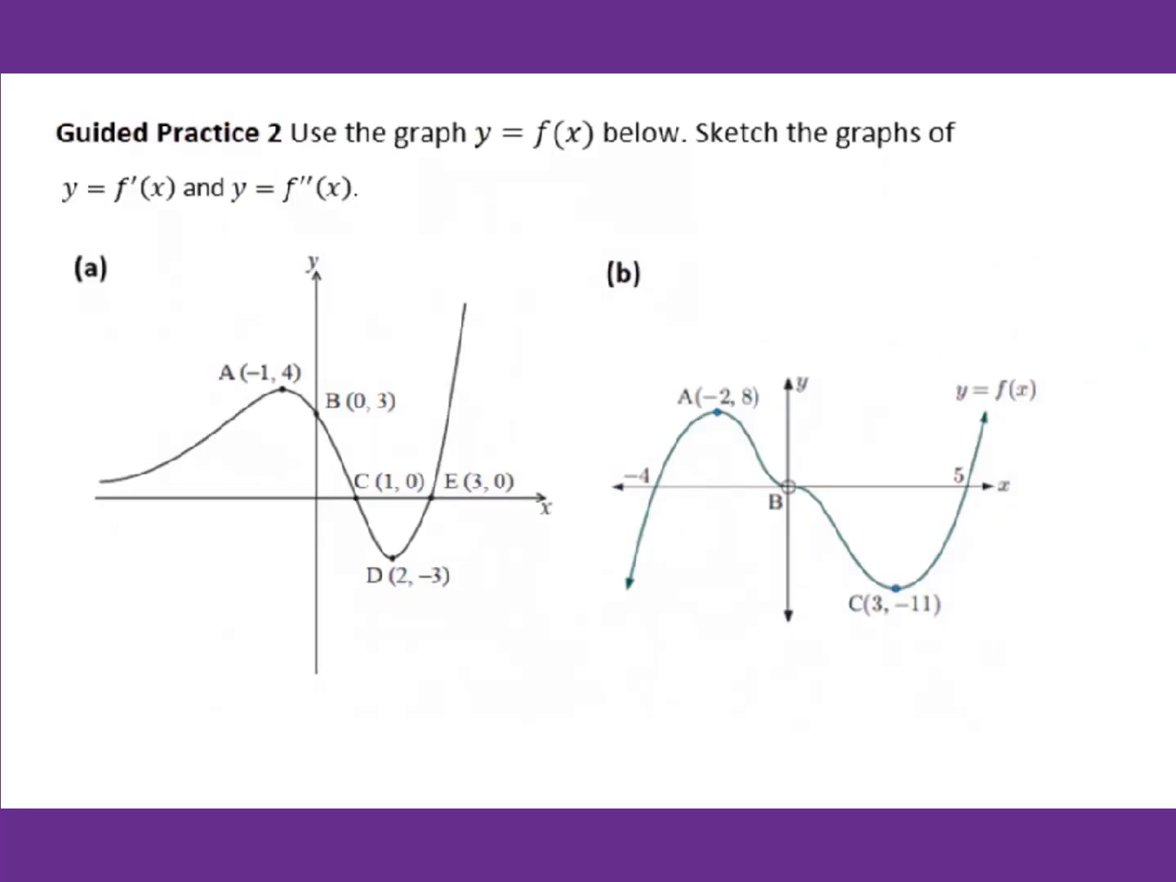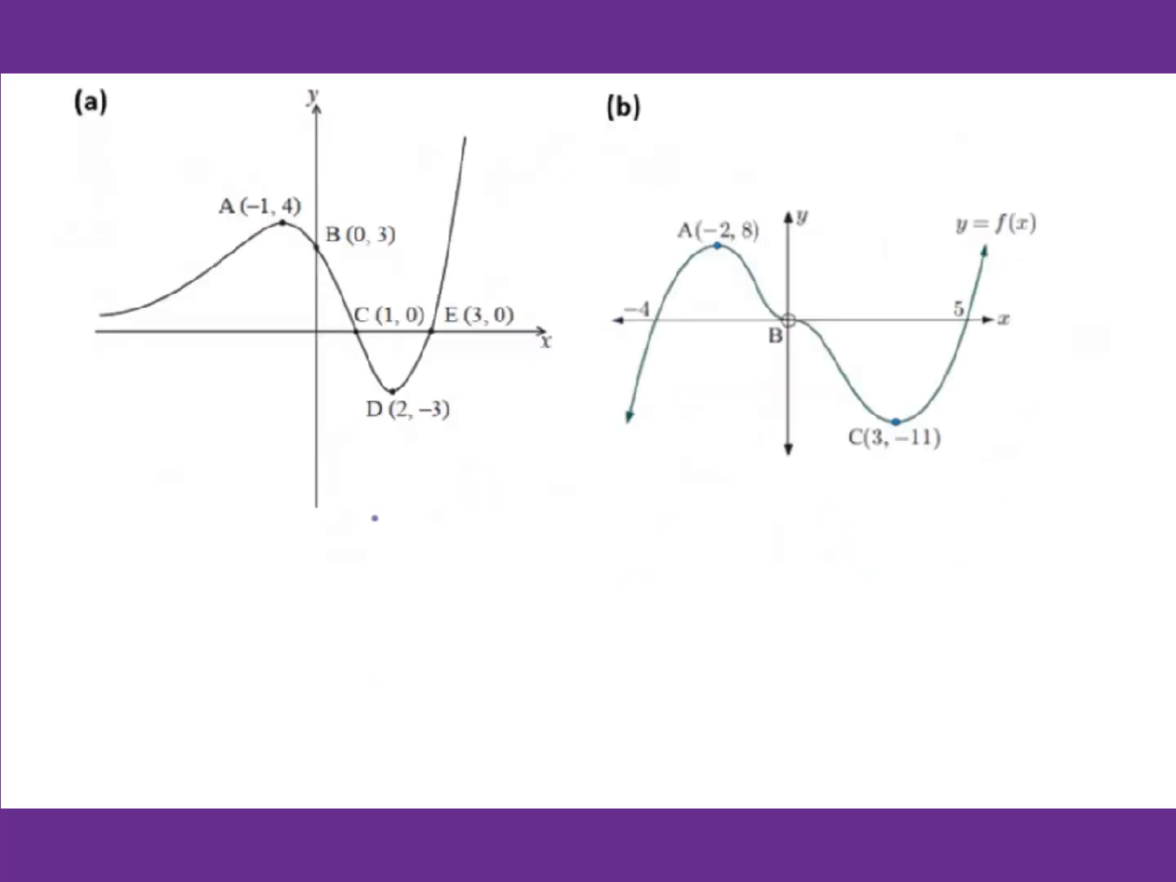Guided practice 2. Use the graph y equals f of x below. Sketch the graphs of the first derivative and the second derivative. For the first derivative, we need to draw a sign diagram first. This is a maximum. That means it will be 0. Minimum, here is a 0. We don't have a stationary inflection. So going up is positive, going down is negative. This is a positive.